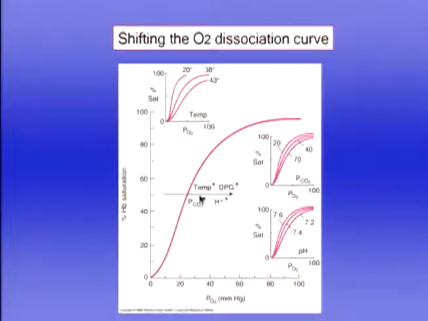And the way I remember this is that exercising muscle is hot, has a high PCO2, and has an increased hydrogen ion concentration, both because of the PCO2 and perhaps the lactate, and it's advantageous for exercising muscle to have a reduced oxygen affinity of the hemoglobin so that the hemoglobin can unload more oxygen. So that's the way I remember those.